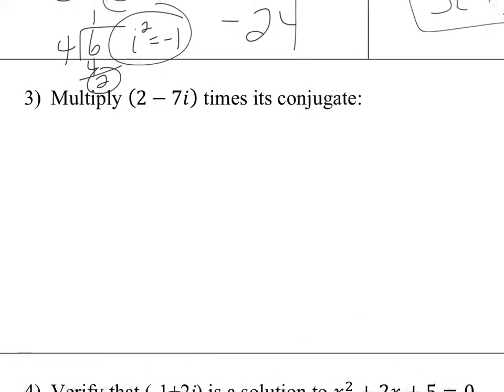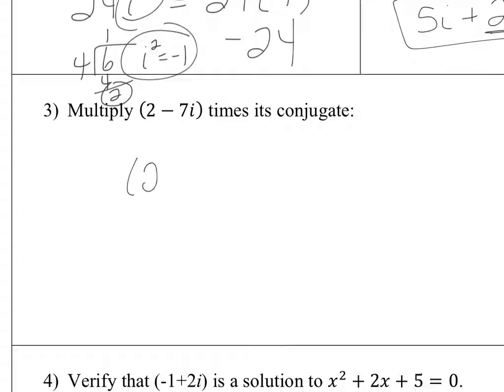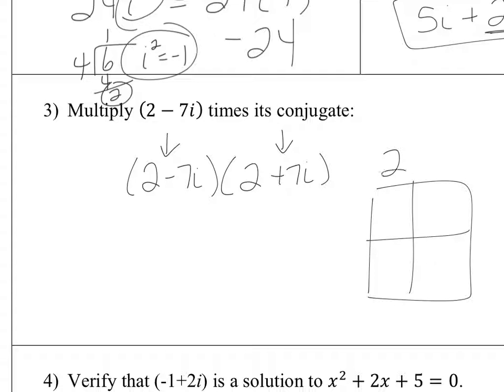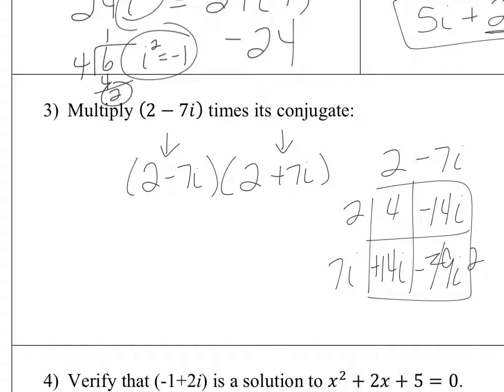Multiply 2 minus 7i times its conjugate. Well, 2 minus 7i is that. Its conjugate, remember? Just change the middle sign. It's just like when you're factoring. And then you multiply. So we can do our little box here, or whatever you desire. So this is negative 14i, this is positive 14i, and then this is negative 49i squared. So these two cancel out, and we're left with 4.